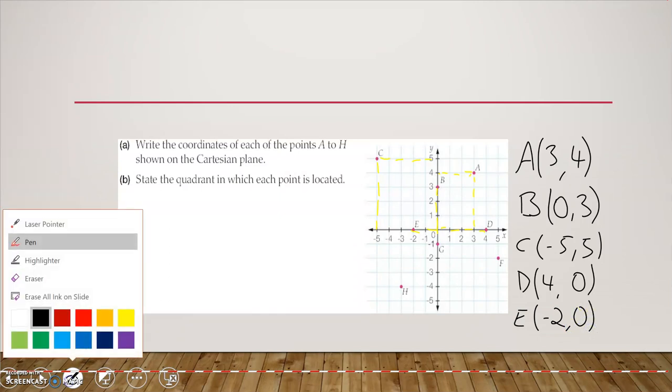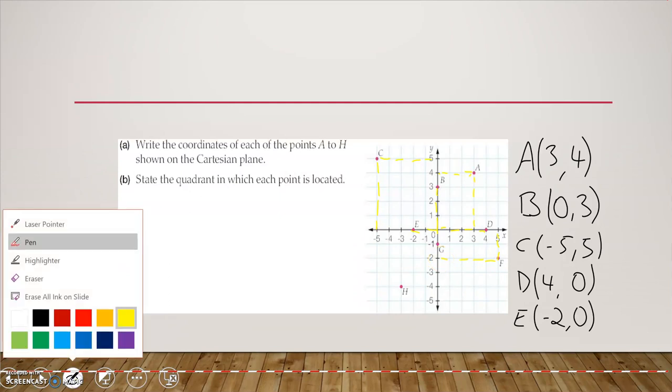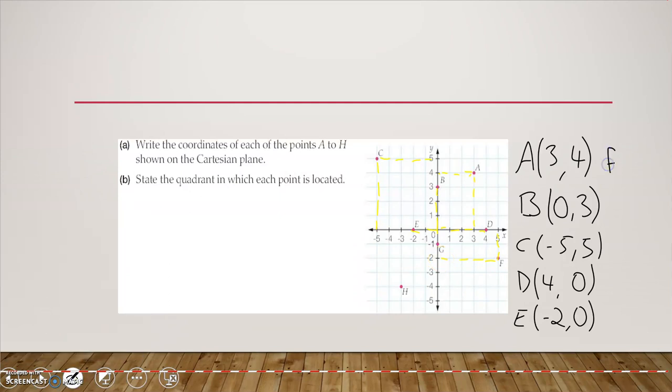I then can go to F and I go up and see what my x value is. So my x value is 5, and then I go across to my y-axis and my y value is -2. So for F, my ordered pair is 5, -2. I then have a look at G, which is sitting on the y-axis at -1. So my x value is 0 and my y value is -1. So for G, the ordered pair will be 0, -1.